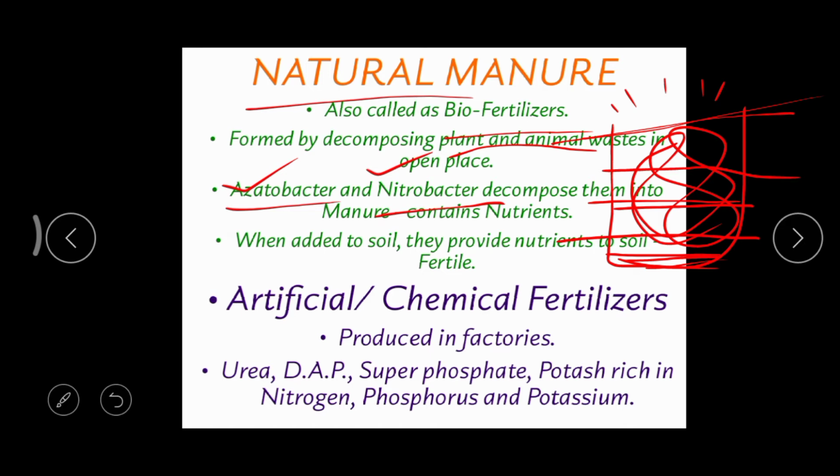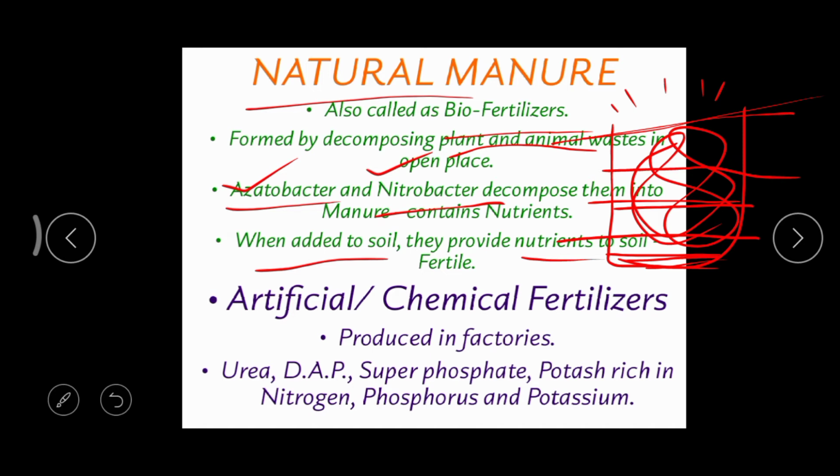So when we add these natural manures to the soil, what happens? They provide nutrients to the soil, so that the soil becomes fertile. Fertile means it becomes rich in nutrients again, so that the crop will grow well. Correct? So these are natural manure, or we can otherwise call them biofertilizers.